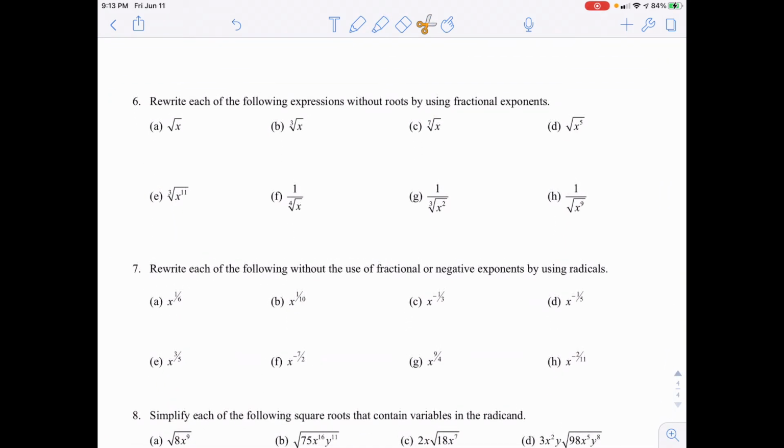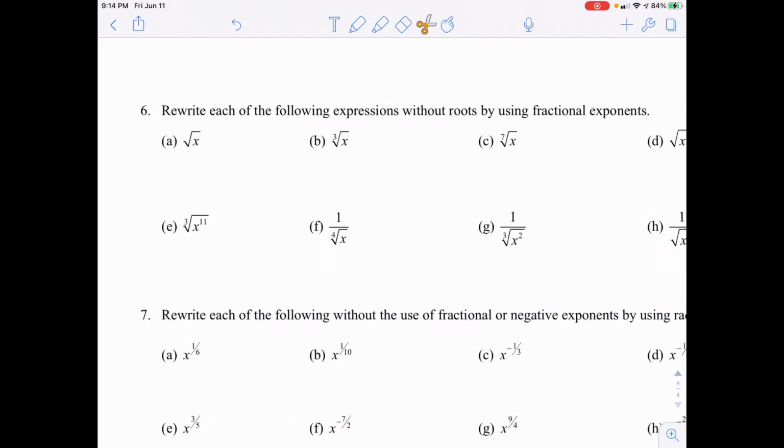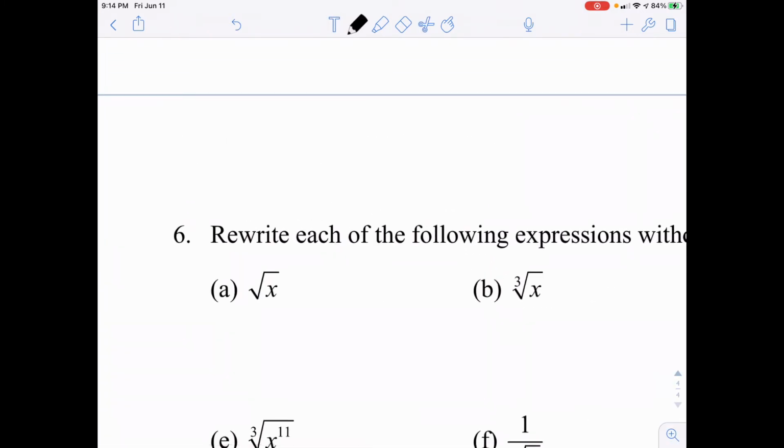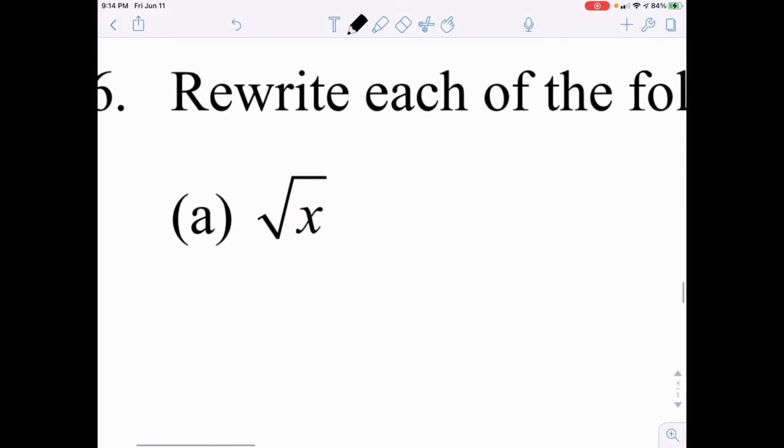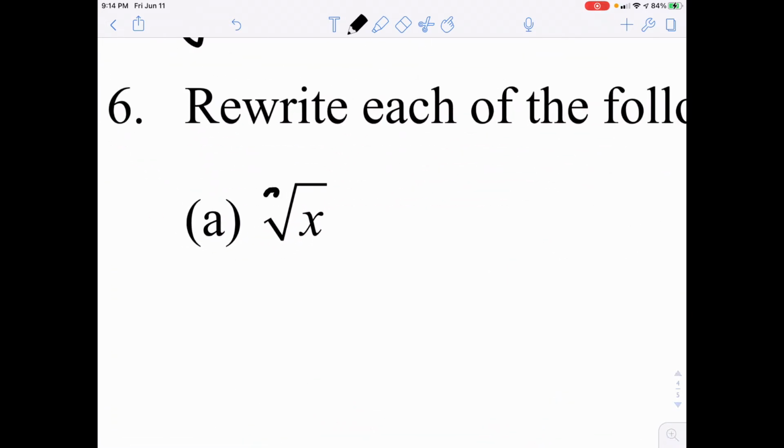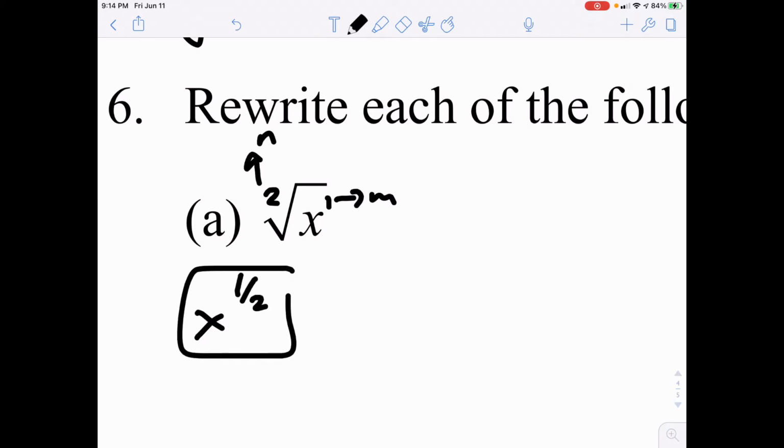In number 6, we're going to rewrite each of the following expressions without using roots or fractional exponents. We're going to be using the property: the nth root of x to the m power, we rewrite as x to the m over n. Well, the square root of x, part A, that's the square root of x to the first power, where 2 is the root, 1 is the power. We would rewrite this as x to the 1/2 power.